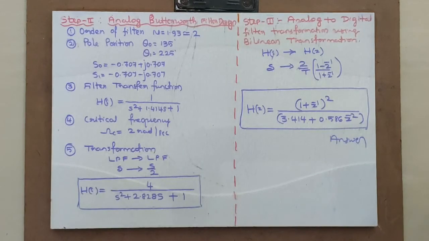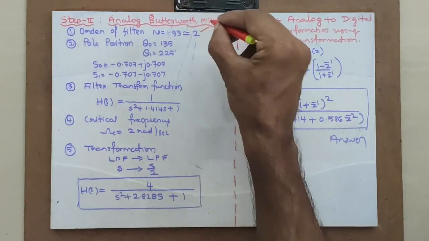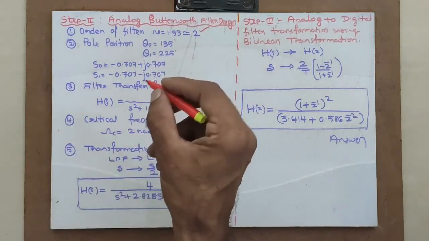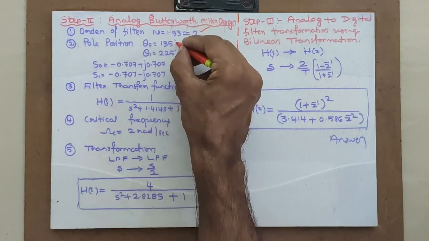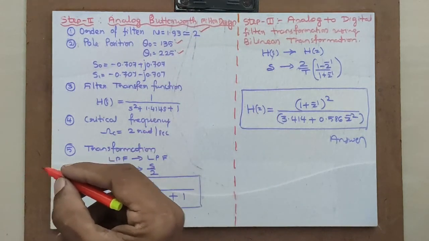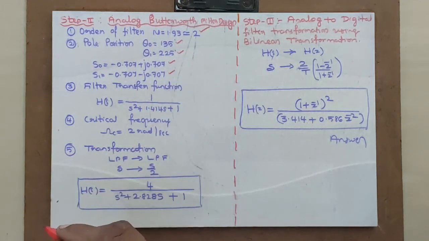Let us do step 2, where we are obtaining the analog Butterworth filter. You already know that there are 5 steps. First is to find the order of the filter, n. You have already done this log formula, and you found in the previous example 1 that it results in 2. Then for the pole positions, theta naught and theta 1 come out to be 135 and 225 degrees. S naught is equal to cos theta naught plus j sin theta naught. You got S naught and S1, the pole positions also.